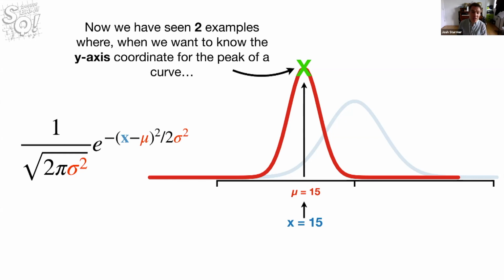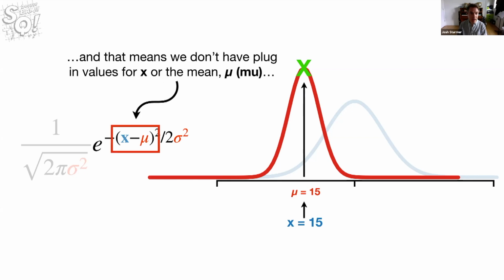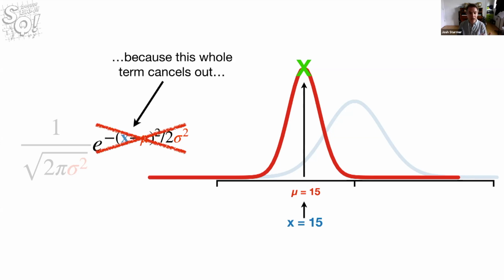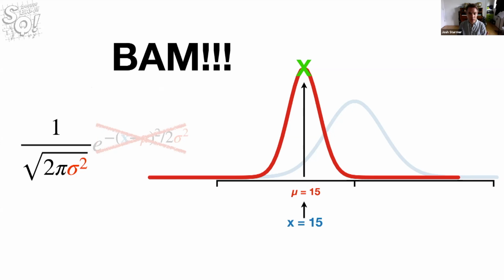Now we have seen 2 examples where, when we want to know the y-axis coordinate for the peak of the curve, we can ignore this part of the equation. And that means we don't have to plug in values for x or for the mean, mu, because the whole term cancels out. And all we have to do is calculate this part. Bam!